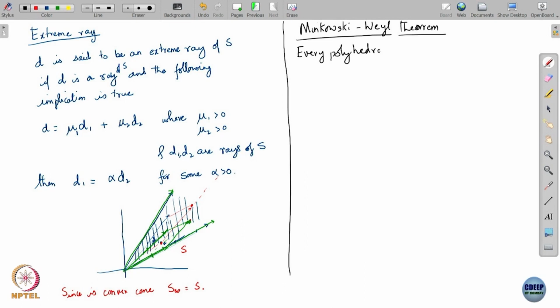Every polyhedron P. Okay. Suppose you have a polyhedron, I am going to represent it in the following form. I am going to represent it as x in R n such that A x is less than or equal to B.